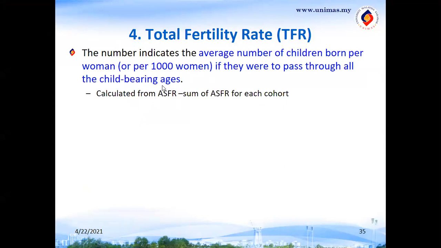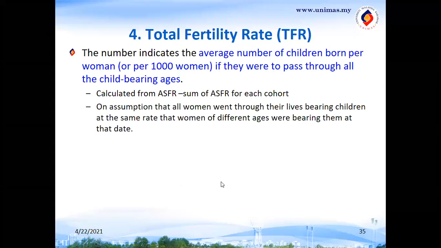Remember the number 3 tadi, specific fertility rate adalah merujuk kepada peringkat umur tersebut lah, ya, that age group. Jadi yang ini adalah cara kita mendapatkan total fertility rate adalah untuk mencampurkan, ya, the summation, sum of all the ASFR for each cohort, untuk setiap cohort.